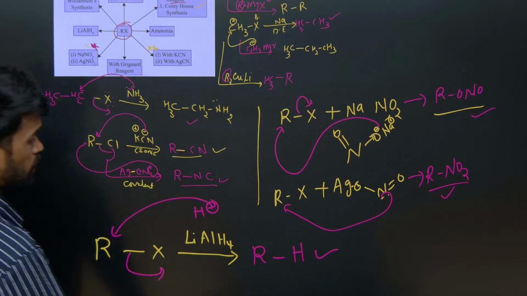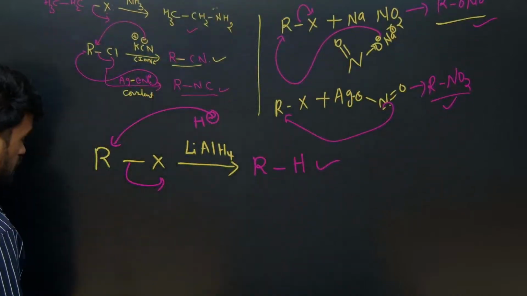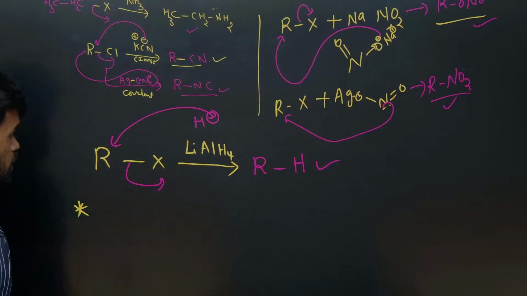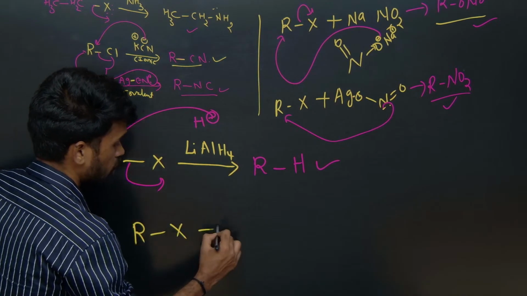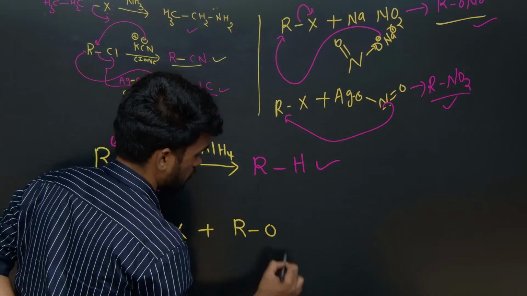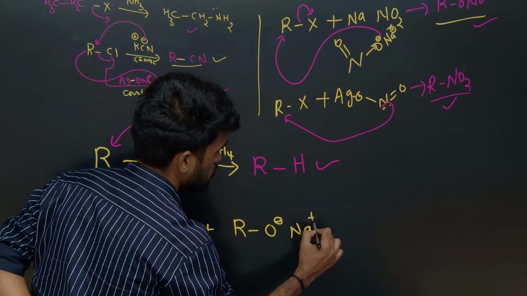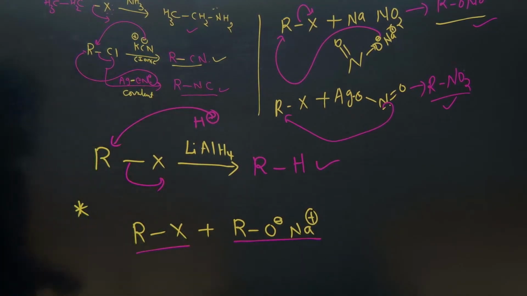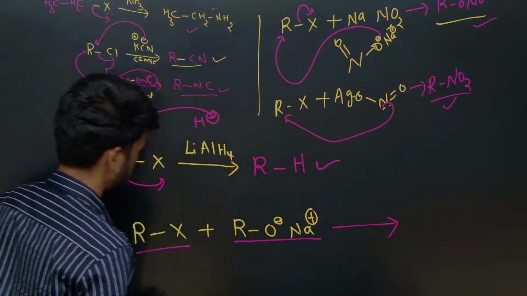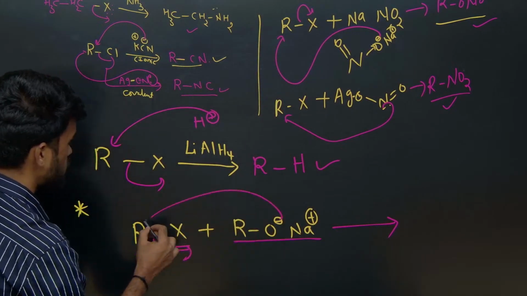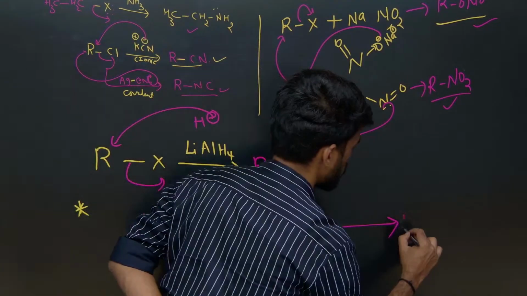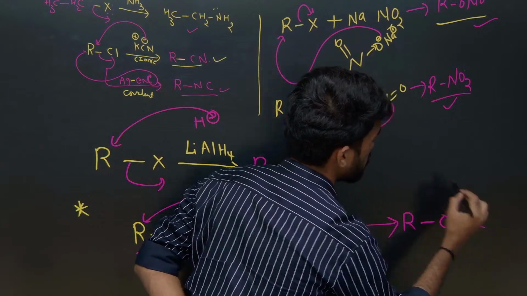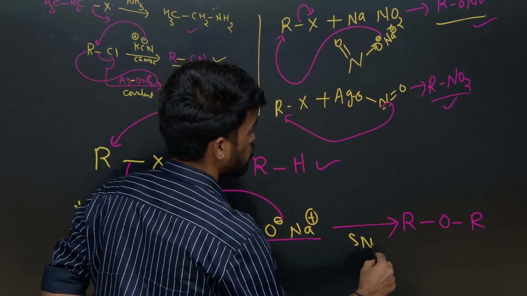Okay. Next, Williamson ether synthesis. We will study this again in the alcohols, phenols, ethers chapter. So what exactly is it? RX treated with an alkoxide ion. Let us say this is the alkoxide ion and this is RX, the alkyl halide. It follows the SN2 reaction mechanism. Just remove the halogen and substitute with the alkoxide group, so we get ROR, which are ethers. So Williamson ether synthesis follows the SN2 mechanism.